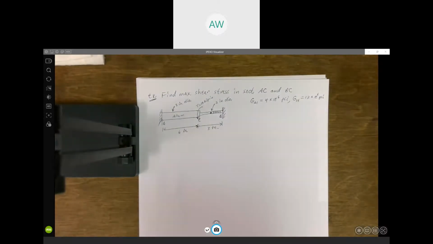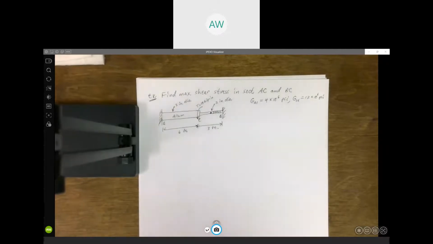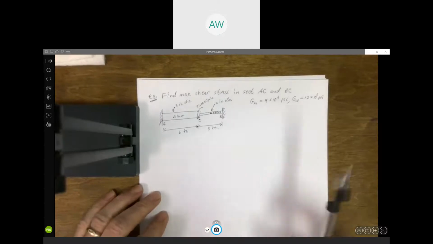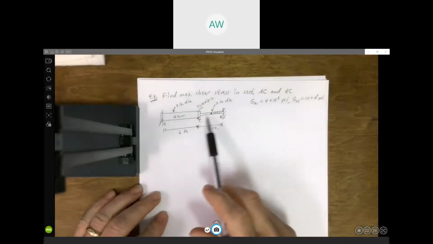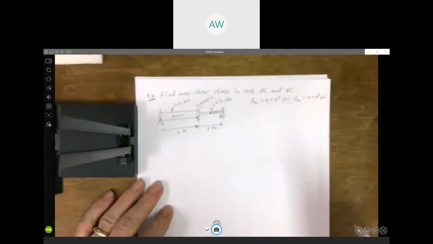So our shaft is composite. Part of it's aluminum, part of it's steel. It's fixed at each end. We're going to apply this torque somewhere in the middle. And our goal is to determine the maximum shear stress in this aluminum section AC, and the maximum shear stress in the steel section over there, BC.